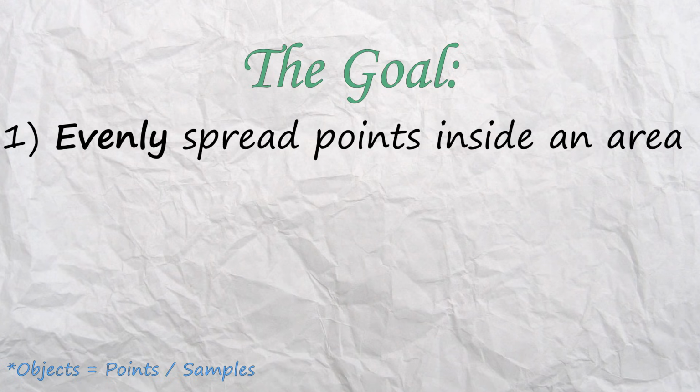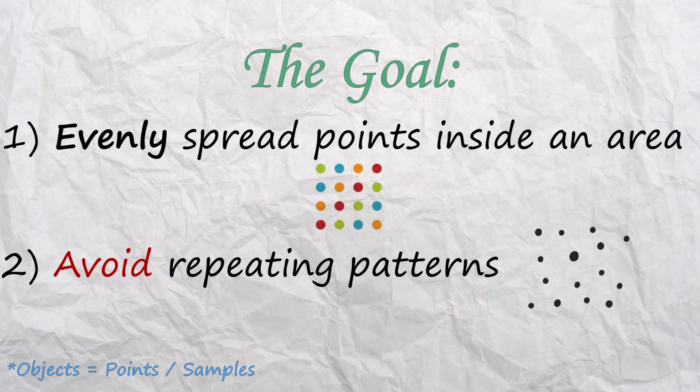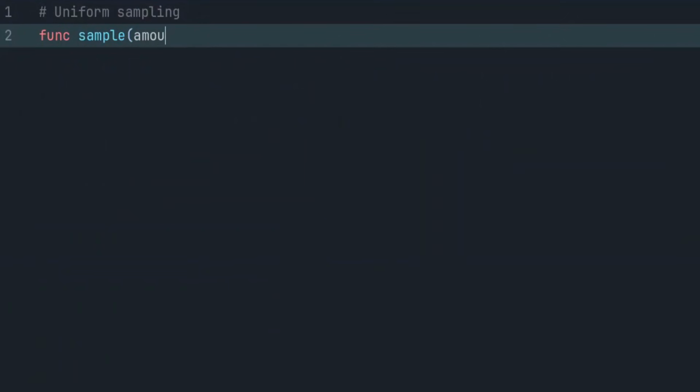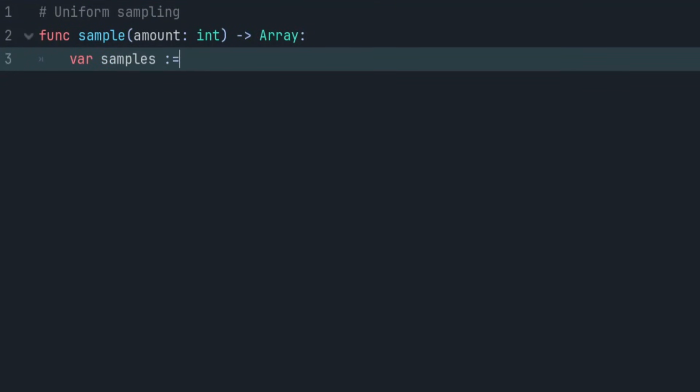Let's define our goal to understand what we need to do. For simplicity, instead of objects, we'll use points. We want to evenly spread points inside a given area. We also want to avoid repeating patterns, otherwise we might create aliasing. So how should we pick these points? Well, maybe we could just choose them randomly.